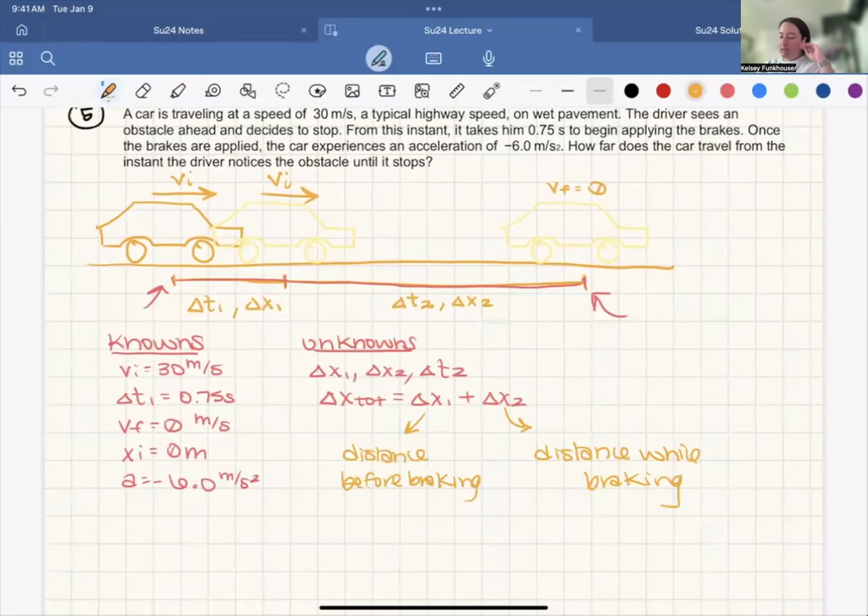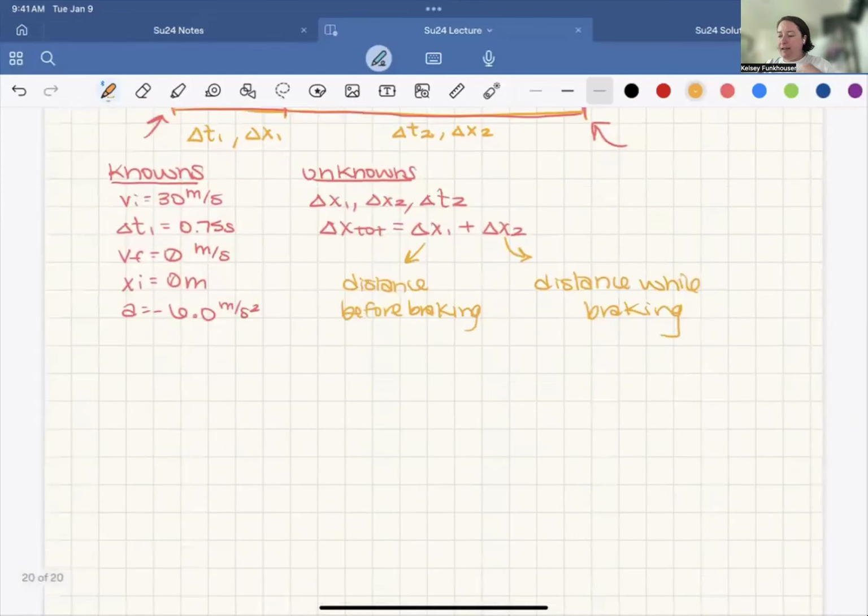Okay. So first we want to find that initial displacement, from when his brain realizes he wants to stop to when he is able to put his foot on the brake. So to find that, oh no, it's a displacement, not a position. Displacement 1.